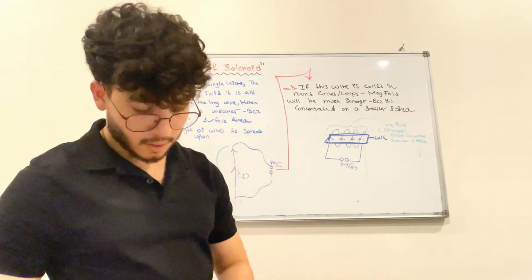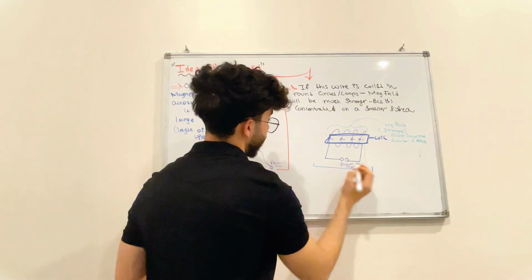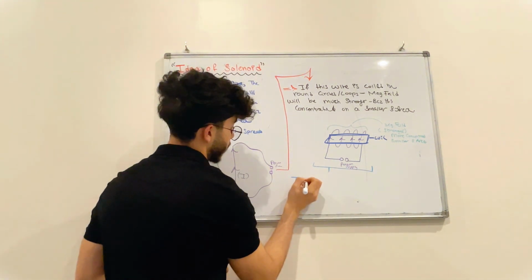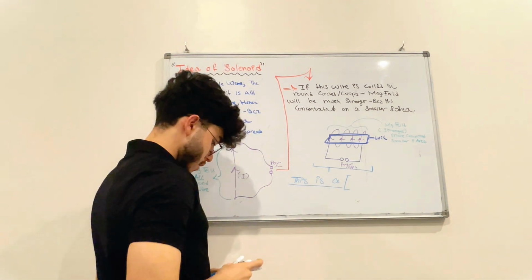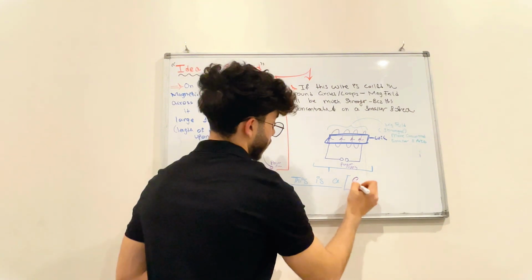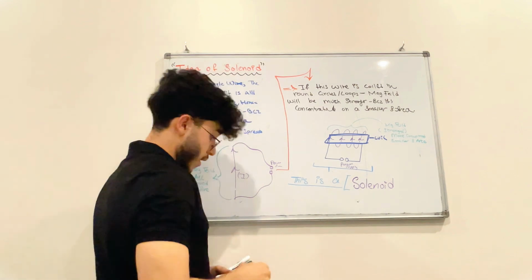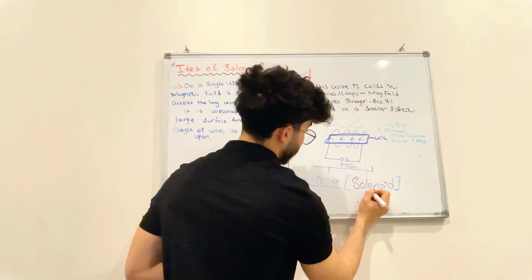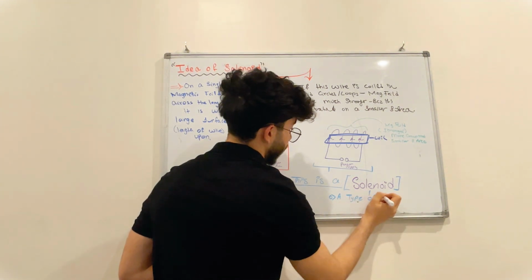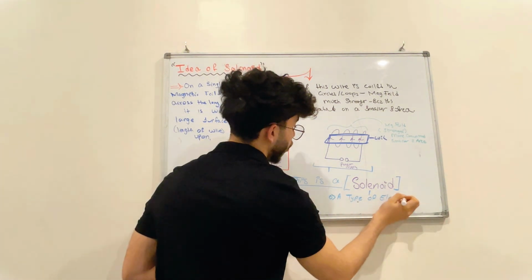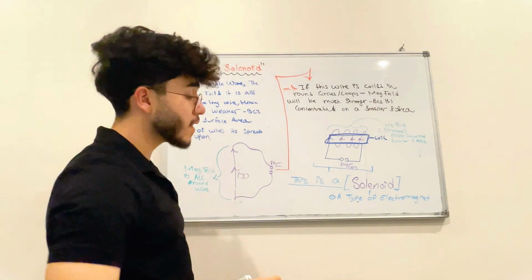So, this, my friends, right here, we have produced the solenoid. This is a solenoid. And what is a solenoid exactly? A solenoid is a type of electromagnet.